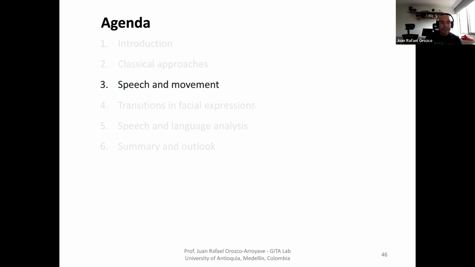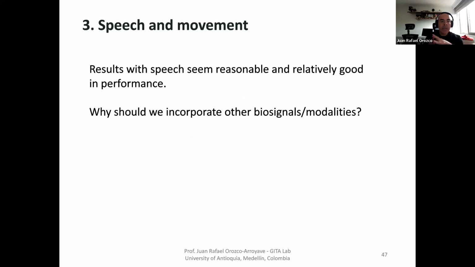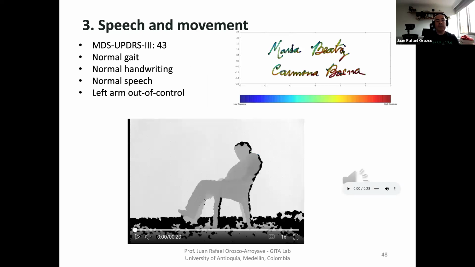Okay, now if there are no questions regarding handwriting and gait, I will move to speech and movement. And the reason is that we were obtaining reasonably good results, but then we were thinking, okay, why incorporate other biosignals if the results with handwriting and gait are already good enough? And then we took this patient as an example. She had a 43 MDS-UPDRS score. She had a normal gait, normal handwriting. You can see that her writing is actually very nice.